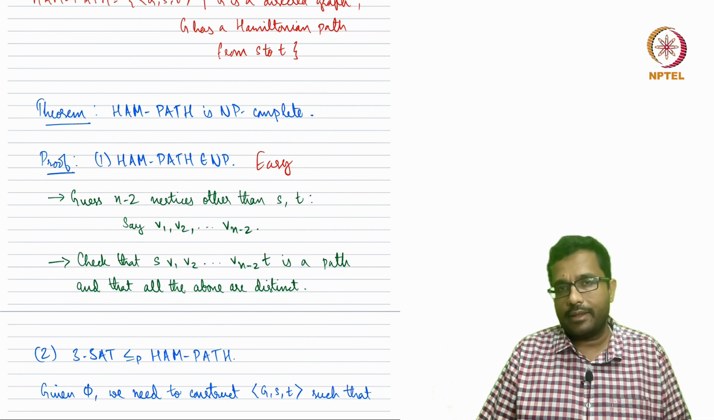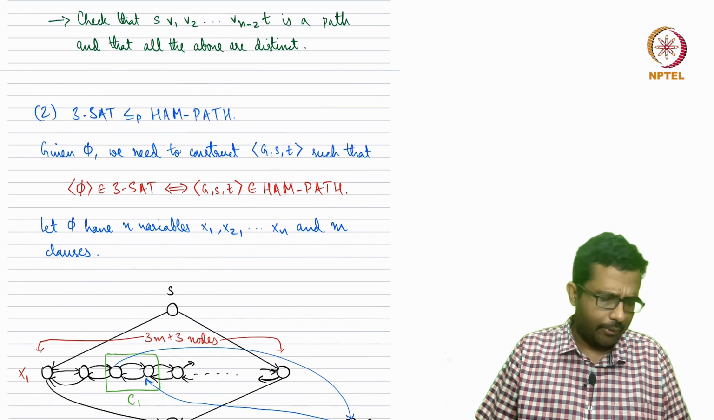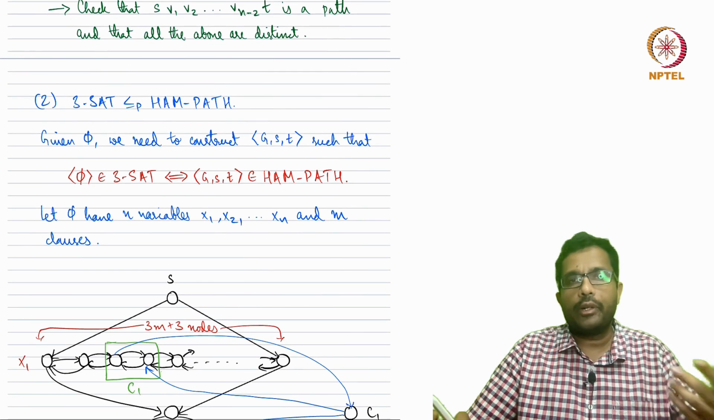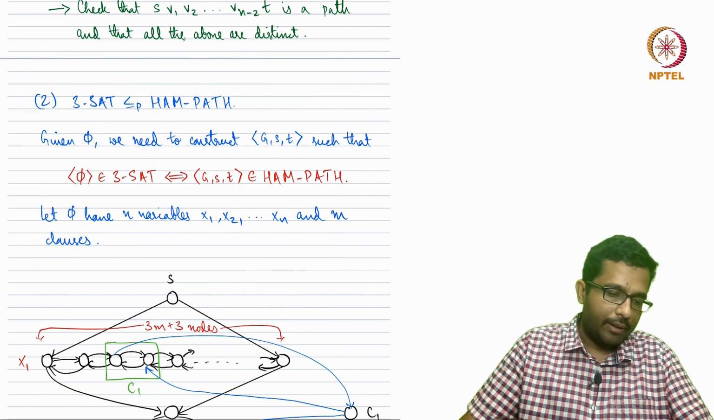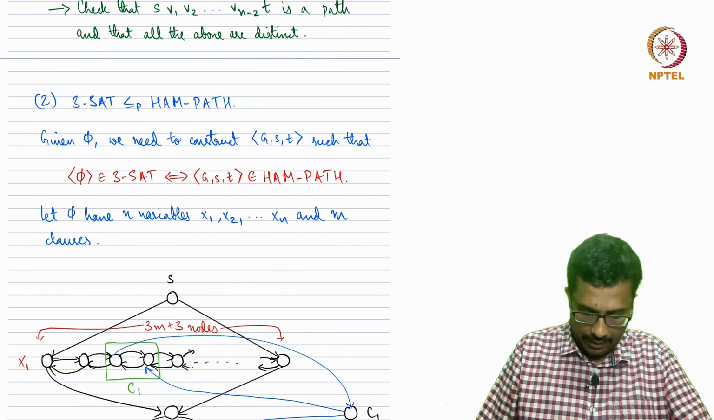So guess something and verify something, right? So this is in NP. I don't want to spend too much time on that. The more interesting part is showing that 3-SAT is reducible to Hamiltonian path. So the NP-complete language that we picked is 3-SAT.